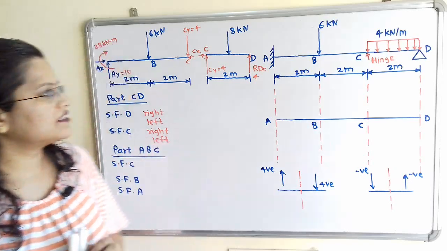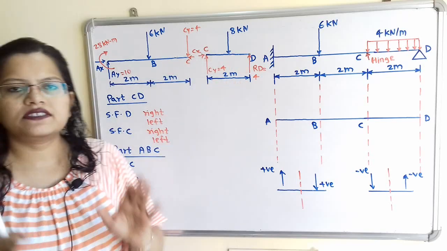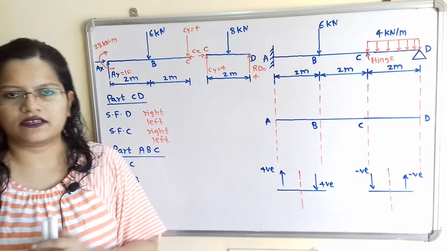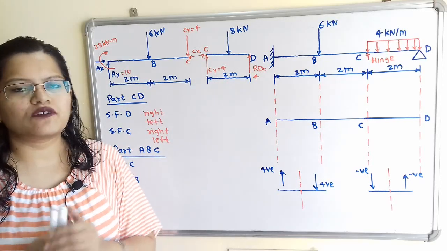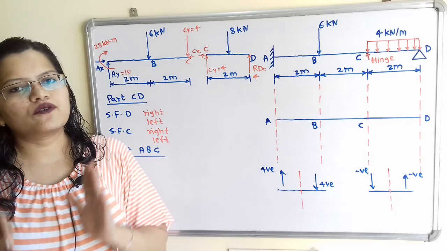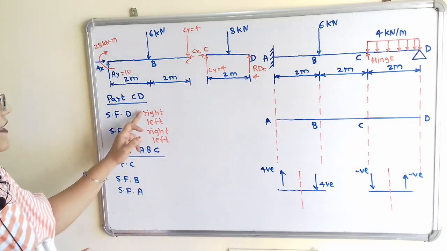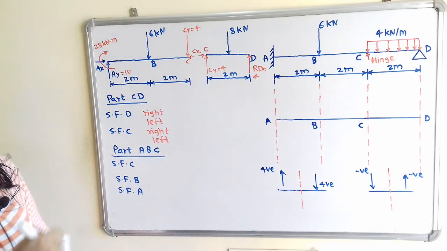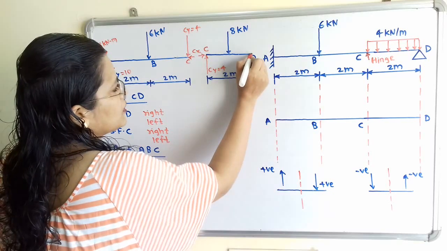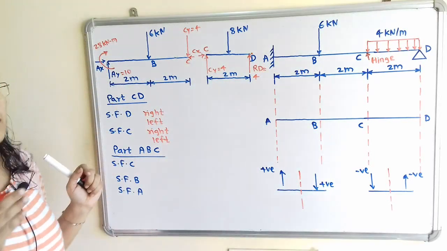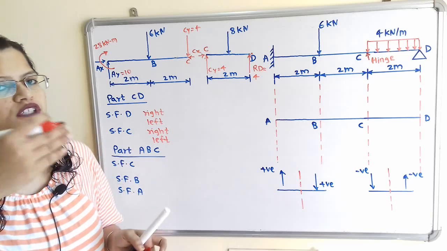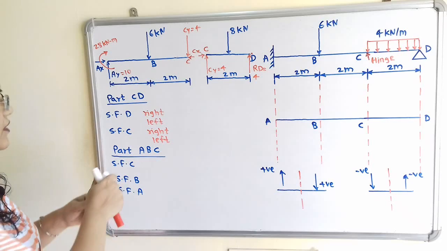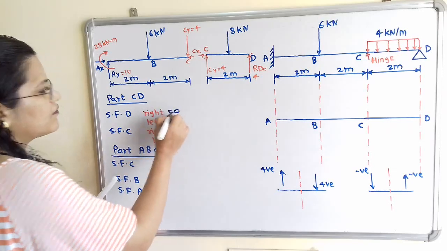If we move to the part CD, then for these 2 points there is a uniformly distributed load as well as point load Cy and Rd. So whenever there are 2 types of load at any point, then we have to find out the shear force at the right hand side and left hand side. Now we will first select the point D, and we will select the point which is on the right hand side of this D. So how to calculate shear force? Summation of forces on right hand side. On the right hand side there is no force. So on right hand side the value of shear force is equal to 0.